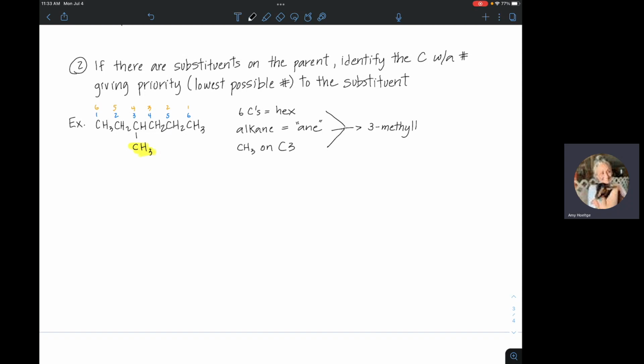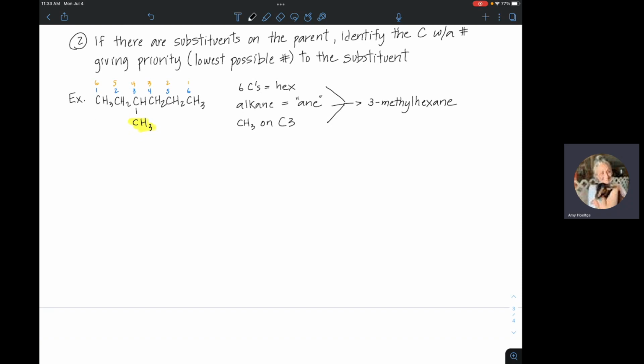So we're going to tell somebody we have a 6 carbon chain, fully saturated, single bonded carbons. So we have a hexane. We have an alkane, right, with 6 carbons, and we have a methyl group on the 3rd carbon. So that's how you would name that.